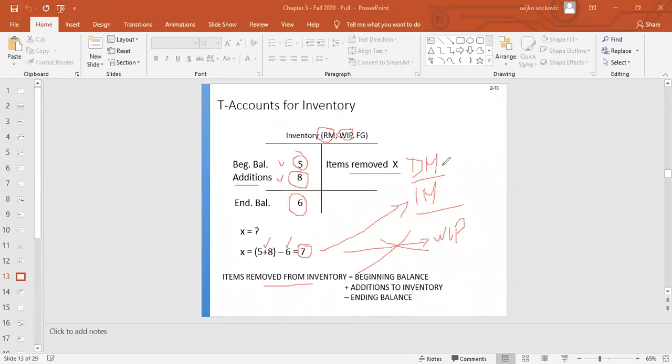So, direct materials will go straight to work in process. Let's say direct materials are 4 and indirect materials are 3. 4 will go straight to work in process and 3 will go to manufacturing overhead. And from manufacturing overhead, they will go to work in process again. But you might ask, why are we making this stop if this will end up in work in process anyway? Why are we making this stop? Okay, anybody?